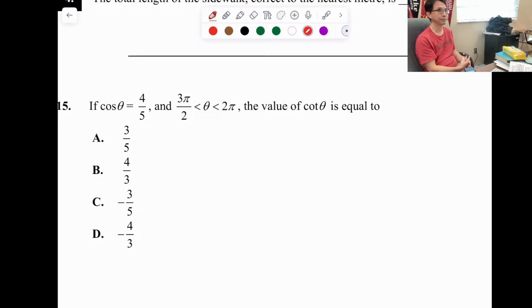Draw the reference triangle based on the quadrant and figure out all the information, and then figure out what is cotangent theta.